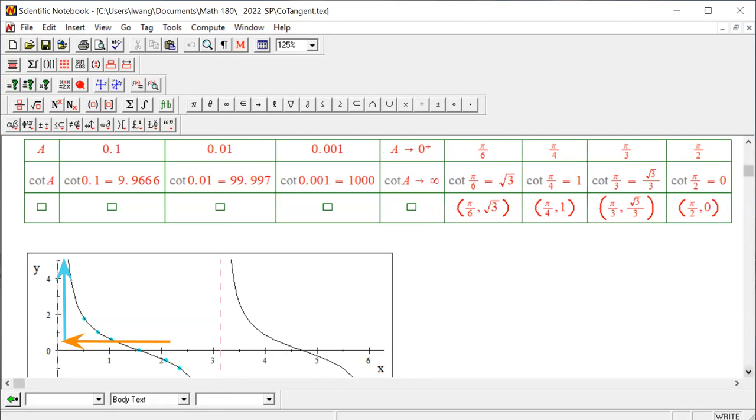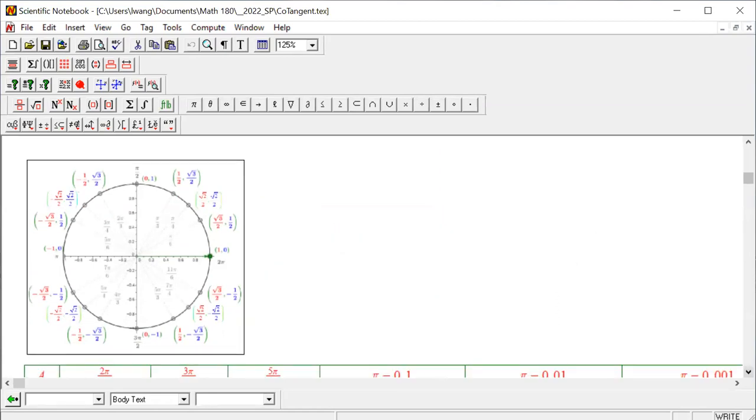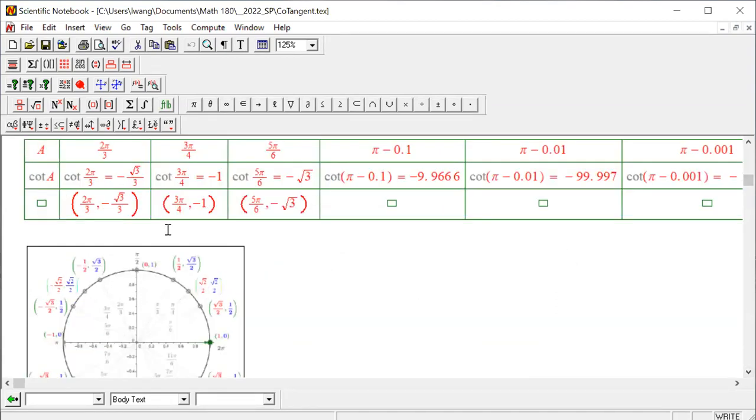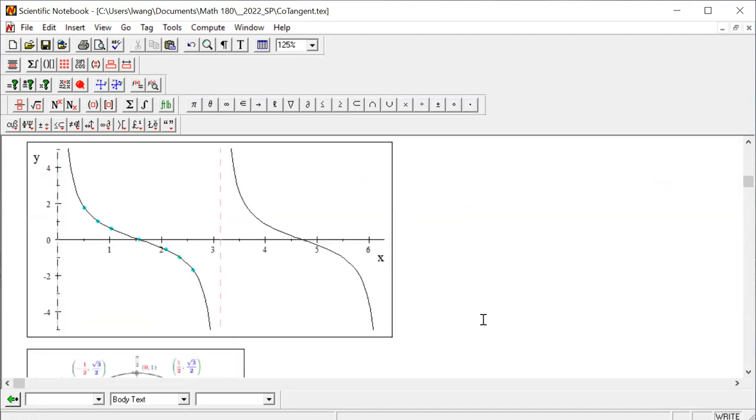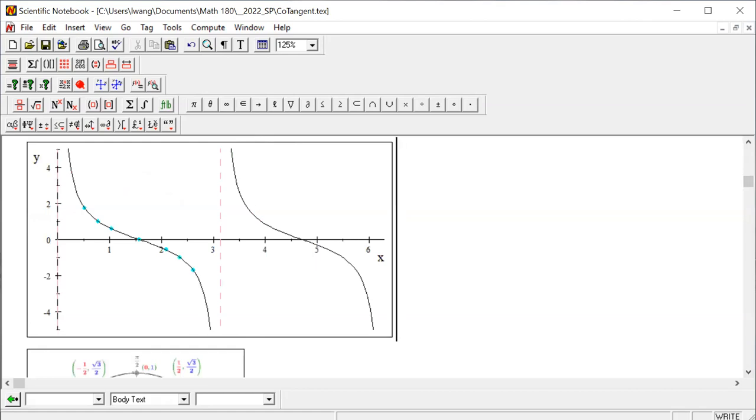And how about the other one? You guessed it. I think you guys can guess it. So in the other direction, what we just did shows us that as we're approaching pi, closer to pi, as we're approaching pi from smaller than pi, cotangent is approaching negative infinity.